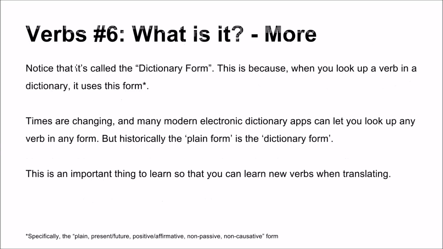Verb 6, what is it more? Notice that it's called the dictionary form. This is because when you look up a verb in the dictionary, this is the form you have to use. Specifically, the plain present/future, positive, if you want to call it the affirmative or the positive, it's up to you, the non-passive and the non-causative form. And that is how you look up a verb in the dictionary.